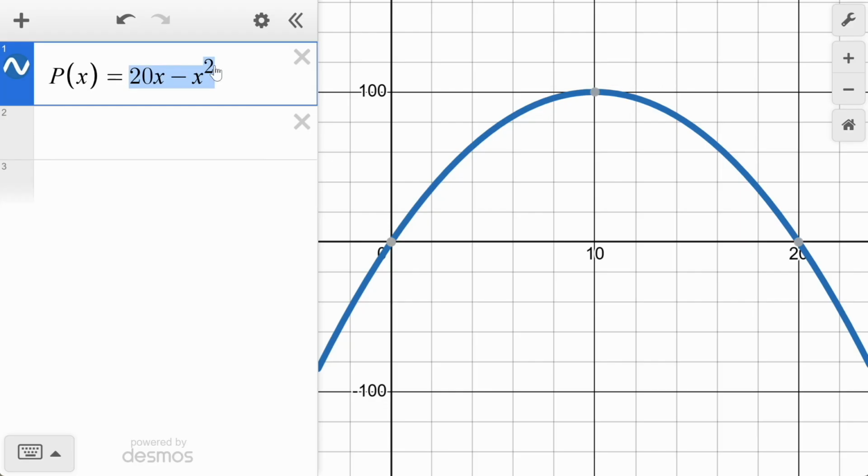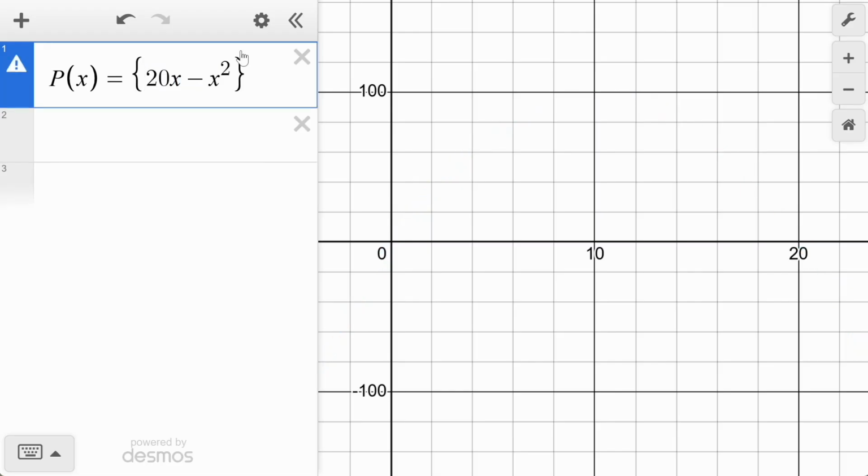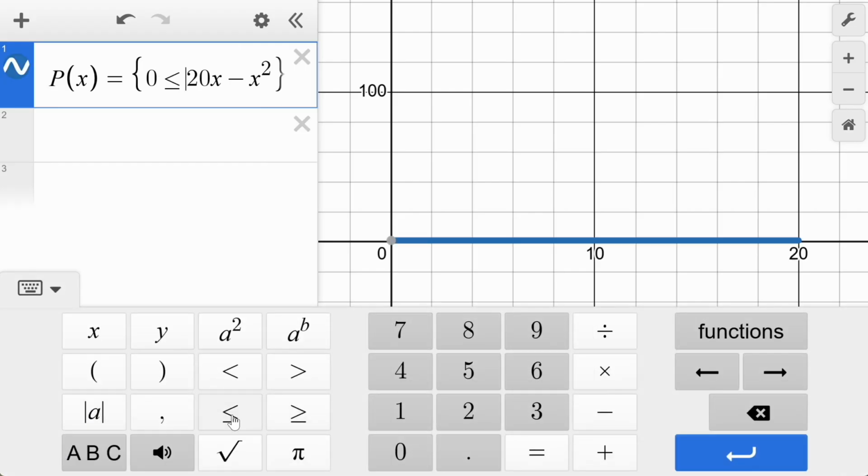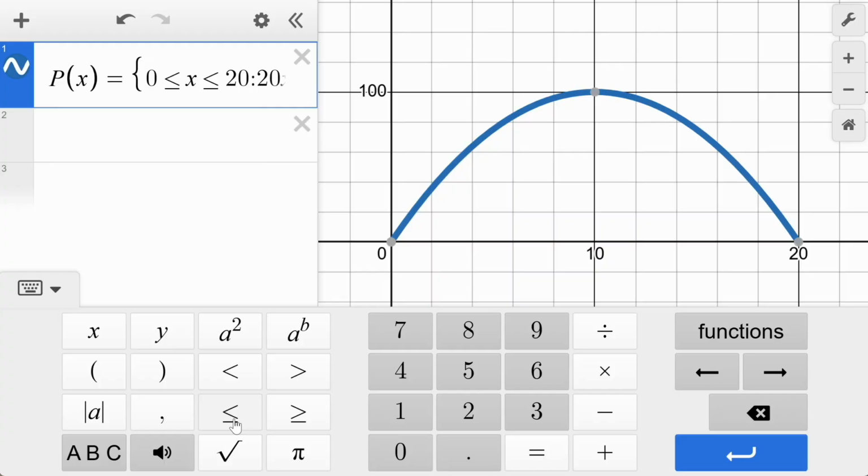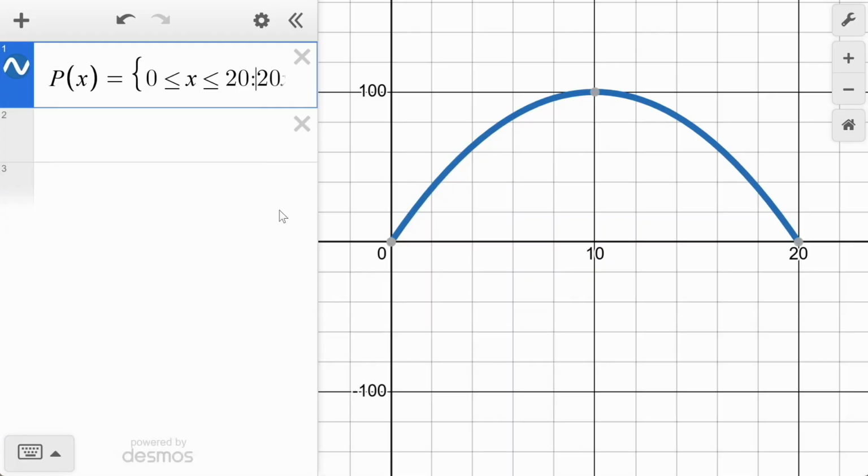this function. So we would do that, and we would say 0. We'd go down in here into this menu and we'd say that, and we'd say x, we'd put another one of those, and we'd put 20, and we'd put a colon there. And that gives us our graph. Get rid of that keyboard. All right, so that's the actual function because we don't want negatives there, right?